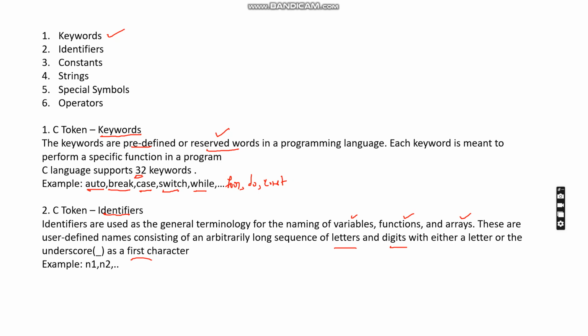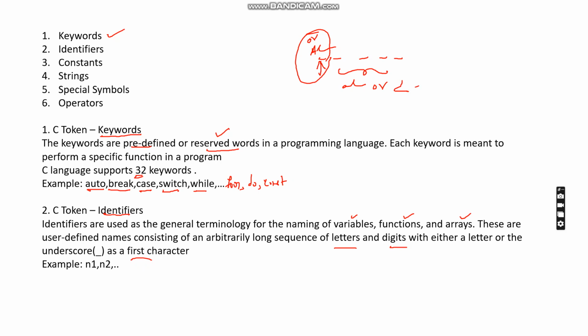Here I am writing an identifier like this. In this identifier, the first character must be an alphabet. We can use small letters or capital letters, or we can use the underscore. The very first letter of the identifier must be an alphabet or the underscore. The remaining letters, from the second letter onwards, may be alphabets or digits.